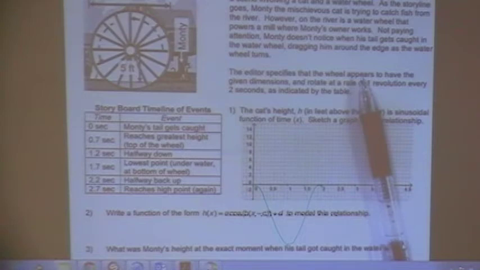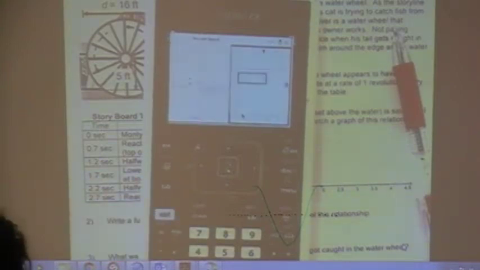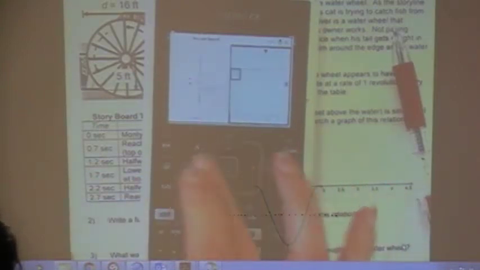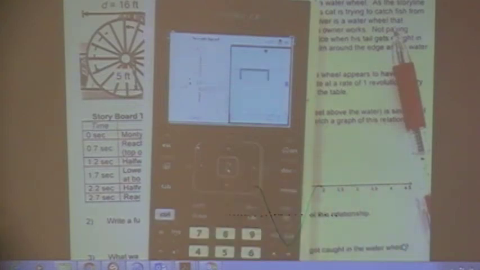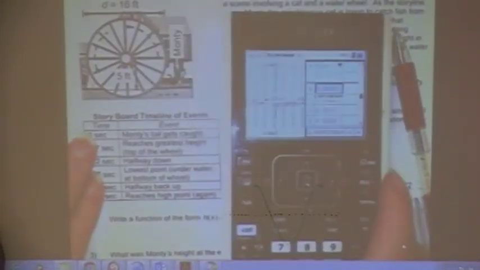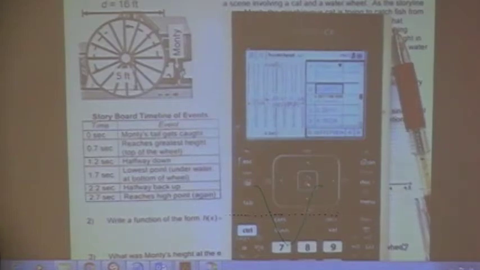My window's not set correctly for this right now, but I'm more concerned about my table right now. So I hit Control T at 0, which is when Monty's tail got caught at 0 seconds. It is 0.2977. It's at a height of 0.2977.